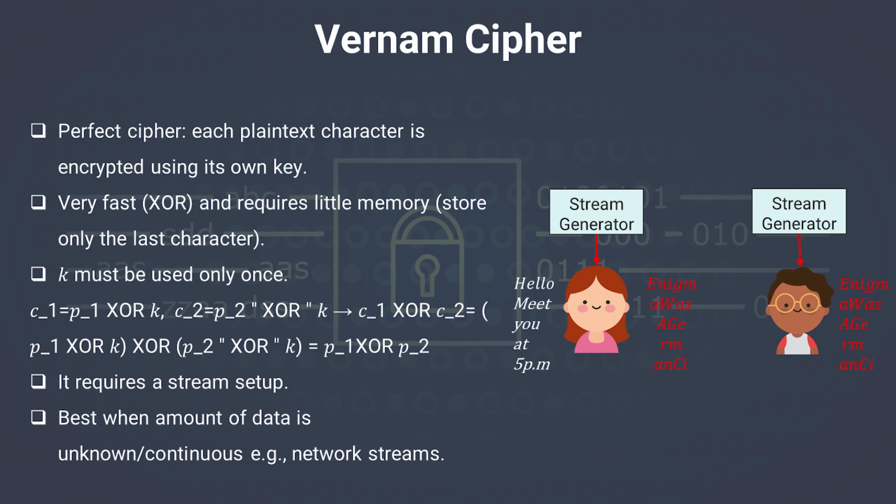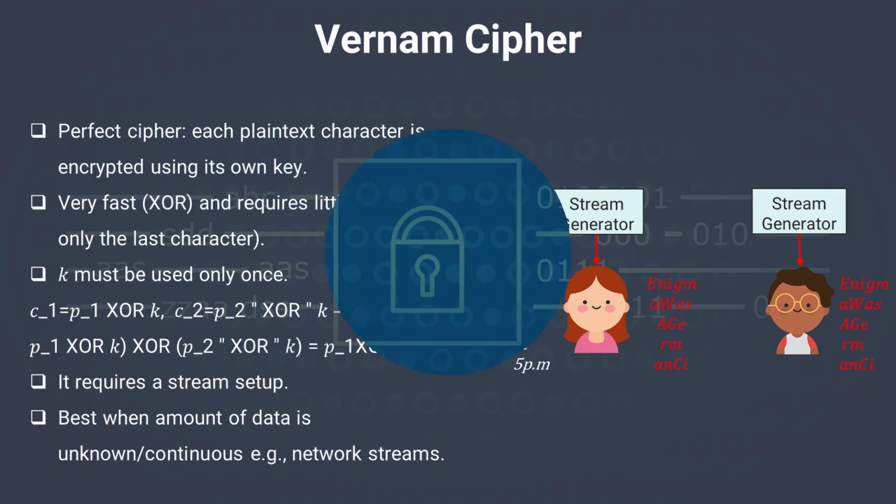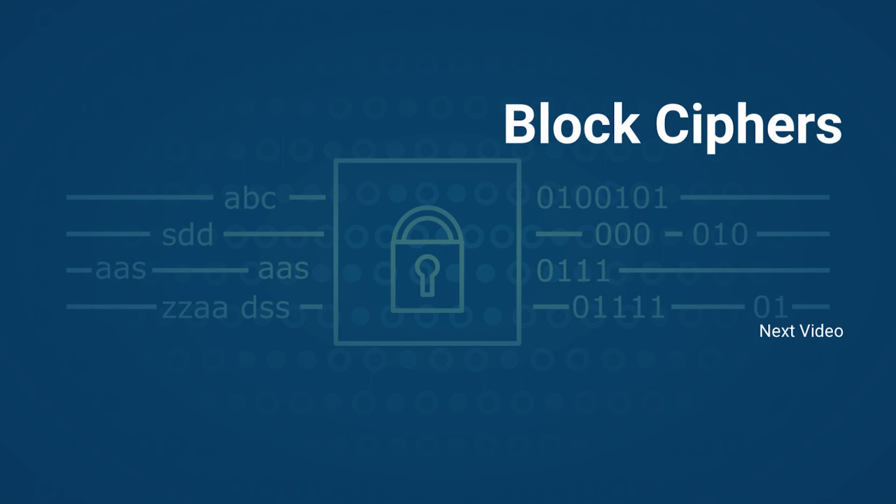In general, the Vernam Cipher is convenient for applications where the amount of data is unknown or continuous, like in network streams. The Vernam Cipher is part of the family of stream ciphers. Stream ciphers are based on generating an infinite key stream and using that to encrypt 1 bit, 1 byte, or 1 character at a time. These ciphers are generally very efficient but come with a requirement of the stream setup, which is not possible in many applications and can be subject to vulnerabilities if it is not implemented correctly.